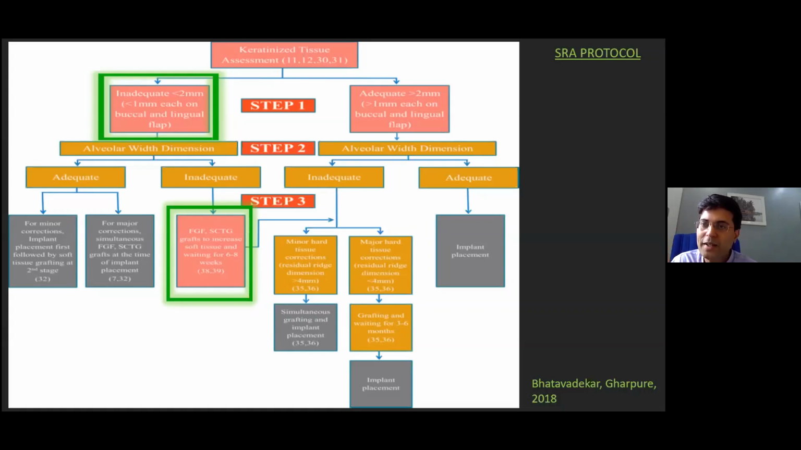Because if you have inadequate keratinized tissue, the SRA protocol states that you should actually be doing soft tissue augmentation first, then waiting for about 2 months, and then doing your hard tissue augmentation if major hard tissue augmentation needs to be done. So if you have a substantial bone defect horizontally or vertically, and you have very, very less keratinized tissue, you are safer off doing addition of keratinized tissue, soft tissue graft first, waiting for 2 months, and then doing your GBR.